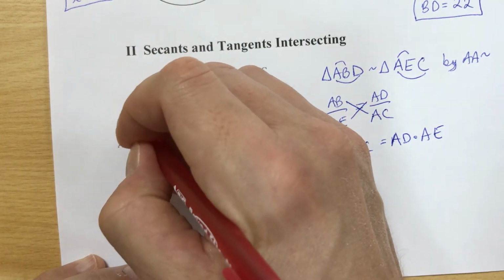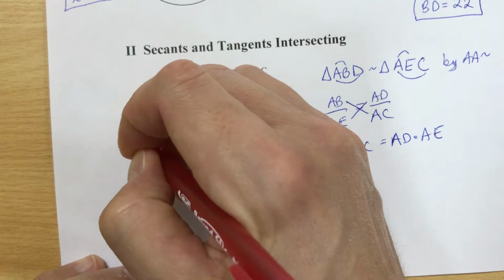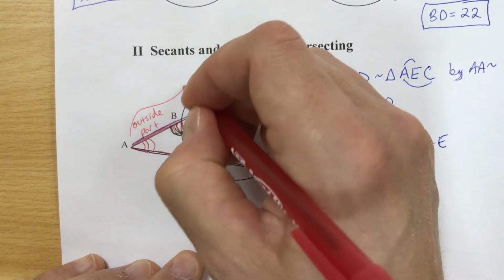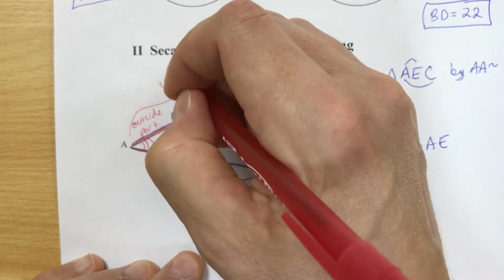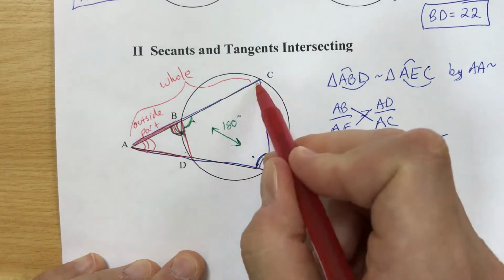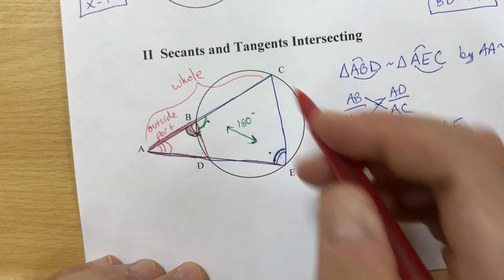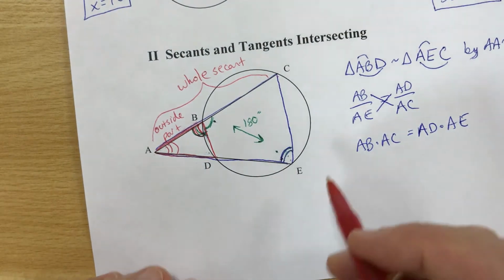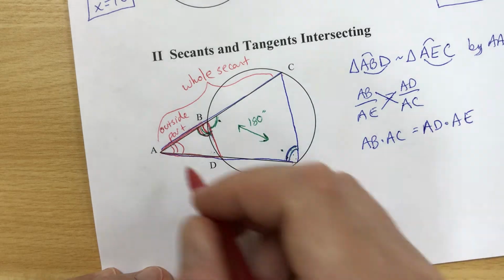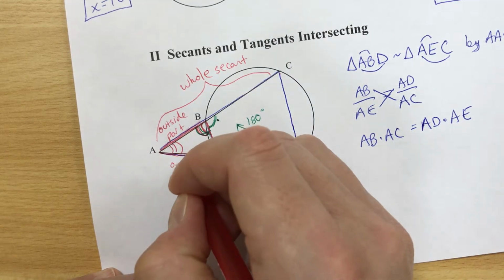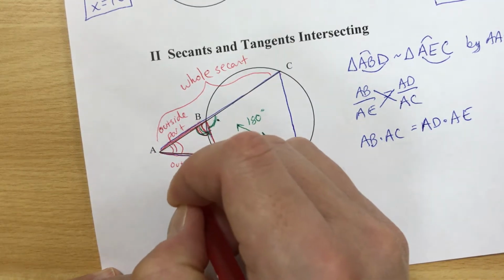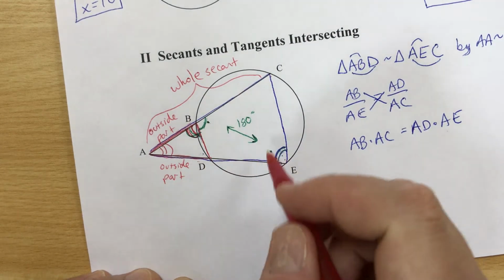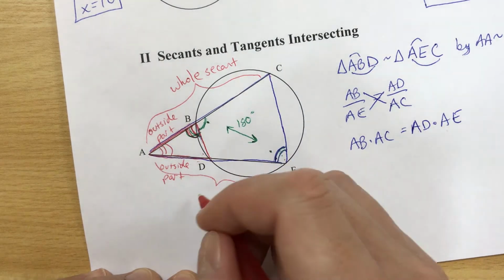Okay, so I'm going to label this. That's the outside part. That's just this length here. And then AC is the whole thing. AC is the total length of the secant. Okay, that's the whole secant. That's equal to AD, which is the outside part, times AE, which again is the whole secant.